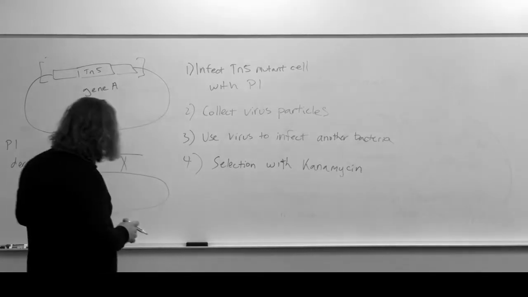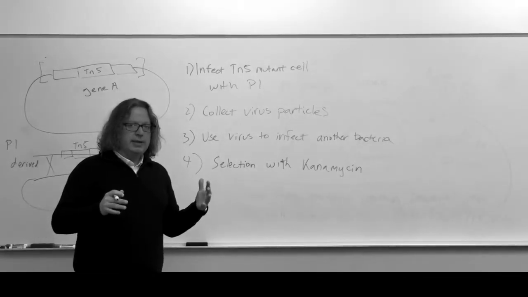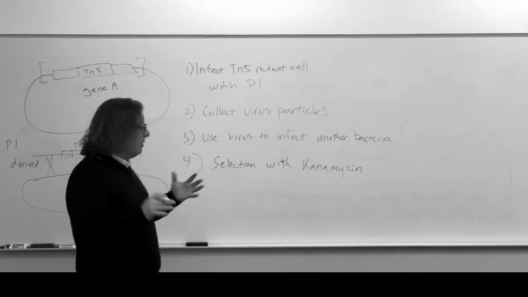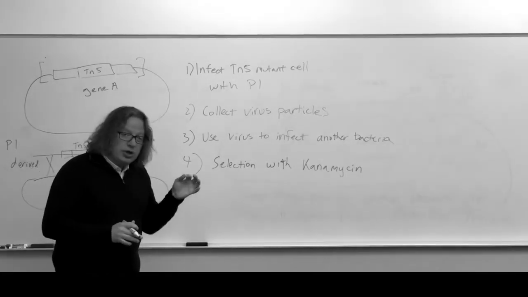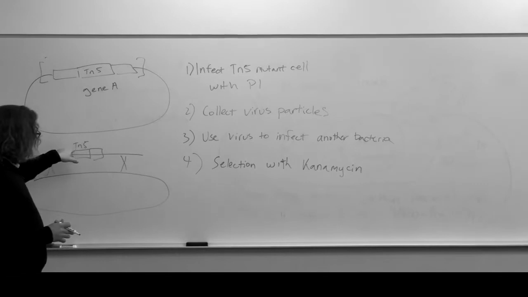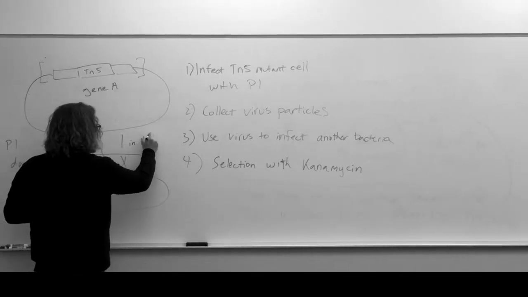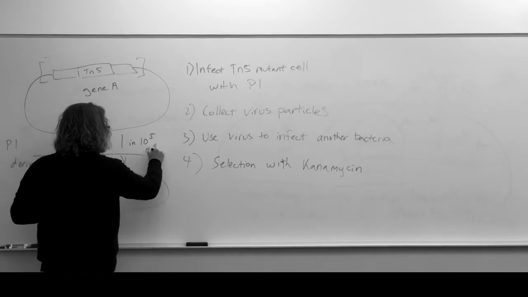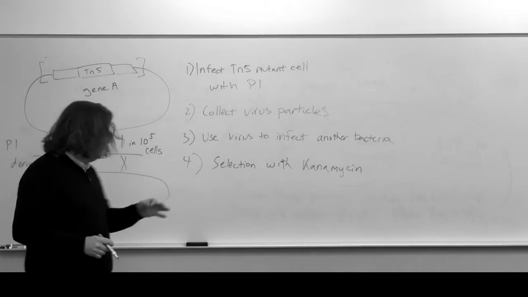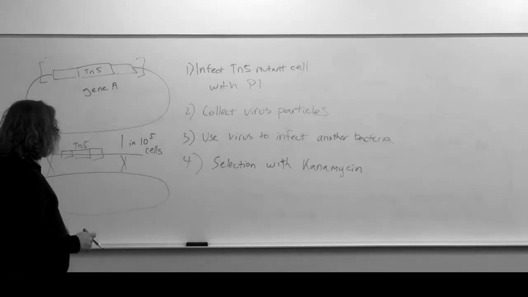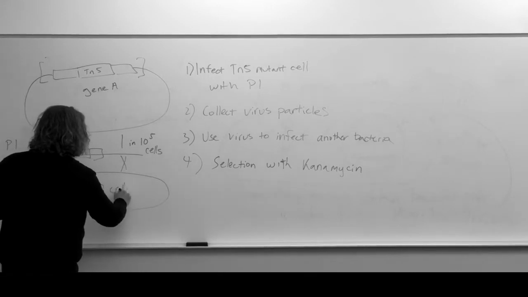So why doesn't TN5 jump? Why don't we use the same transposition mechanism that we talked about last time and rely on TN5's ability to move as a mobile genetic element? Well, it could, but remember, TN5 jumping occurs in 1 in 10 to the 5th cells. So transposition is a very rare event. Recombination occurs in 1 in 10 cells.